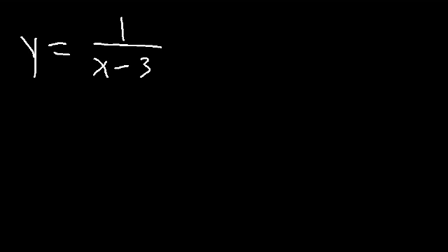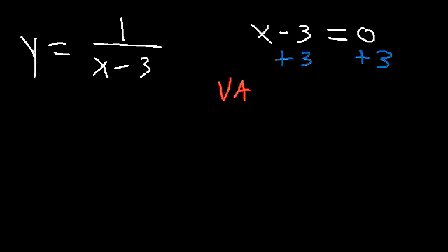To find the vertical asymptote, set the denominator equal to 0. So if we set x minus 3 equal to 0, and solve for x, we can see that the equation of the vertical asymptote is x is equal to 3. That's all you need to do to find the vertical asymptote.